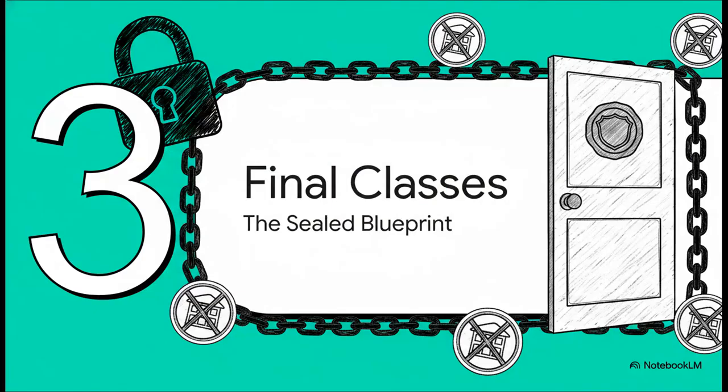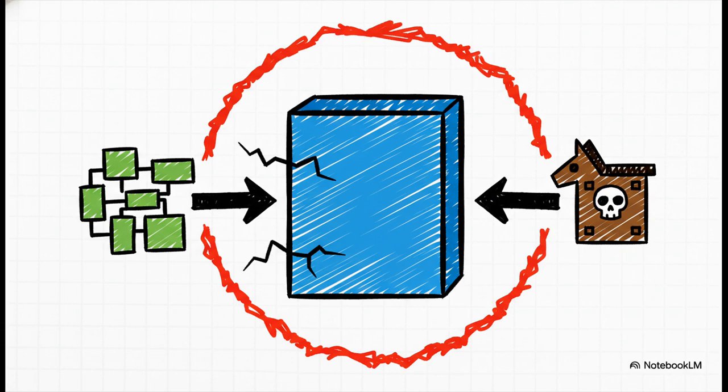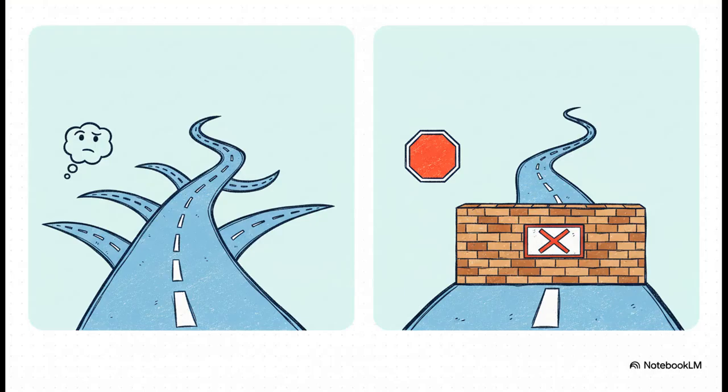Okay, time for the ultimate lockdown: sealing an entire class blueprint with the final keyword. Sometimes you design a class and it's perfect. It's a complete self-contained unit. You really don't want anyone to extend it, either because it would mess up how it works internally, or, even more importantly, it could open up a security hole. And the way to do this is just beautifully simple.